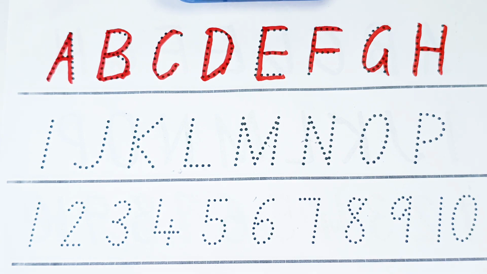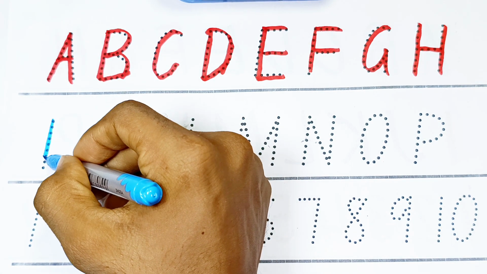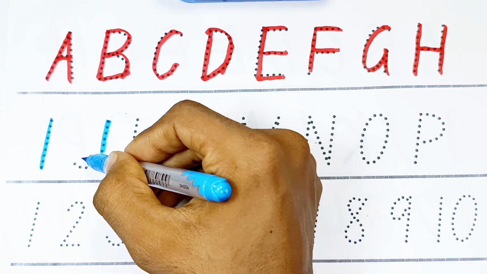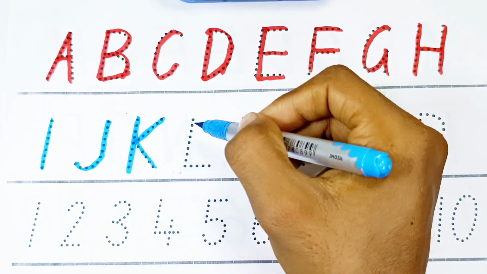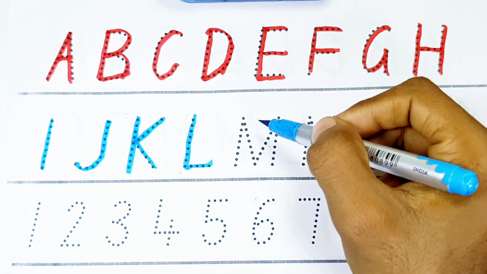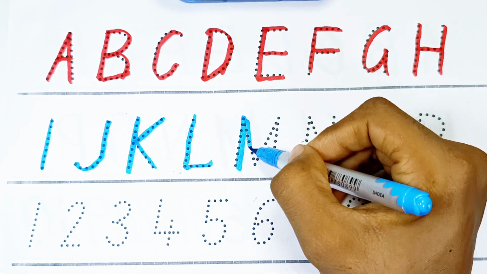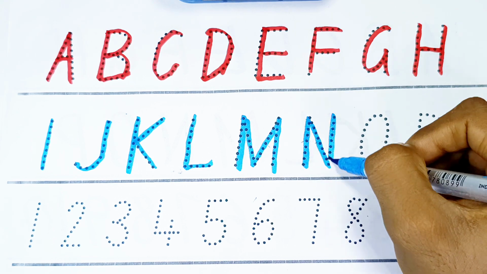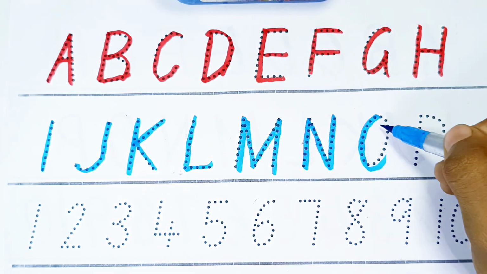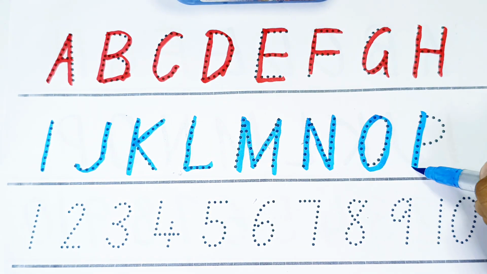H for helicopter. Now you draw I. I for ice cream. J for joker. K for king. L for lion. M for moon. N for nose. O for orange. And P for parrot. Now you draw numbers.